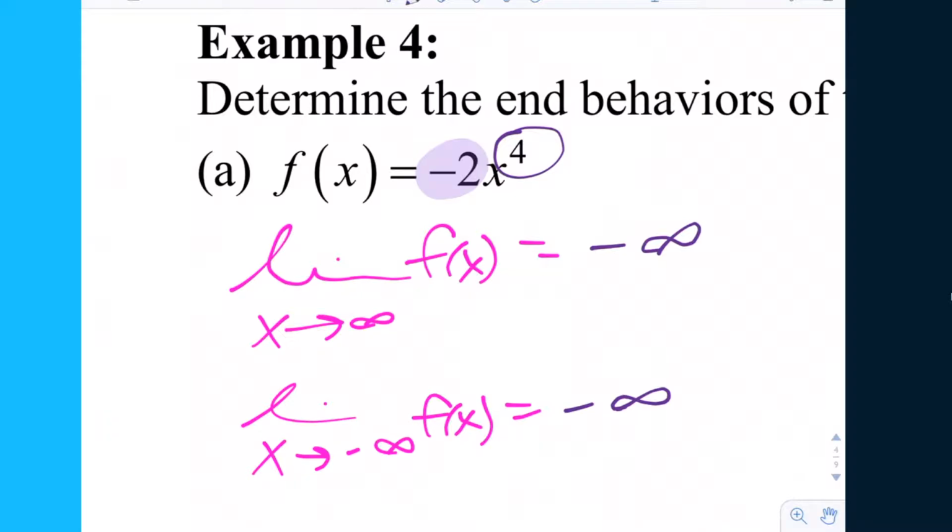So if we're going to the right, positive infinity to the 4th is positive infinity times negative 2 gives you a negative number. And if you plugged in a negative infinity, what's the negative number to the 4th? Positive times negative 2 gives you a negative. But again, we are working towards not having actual equations, just having information or characteristics about a function.